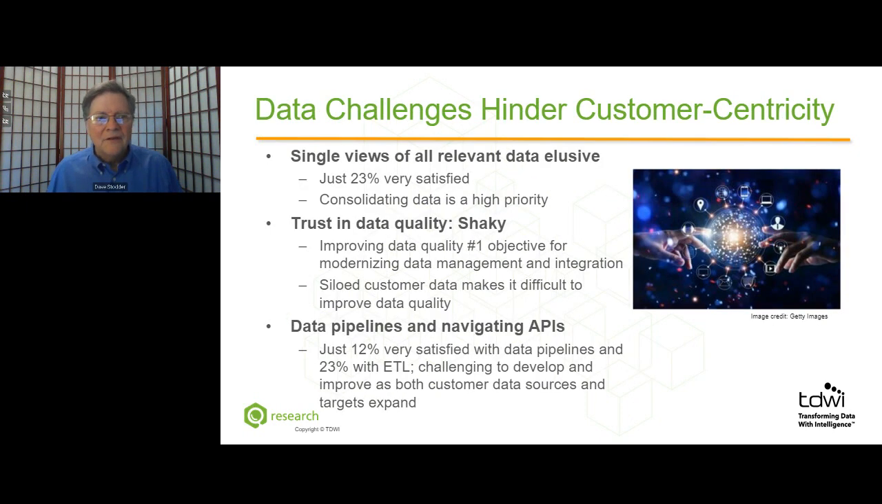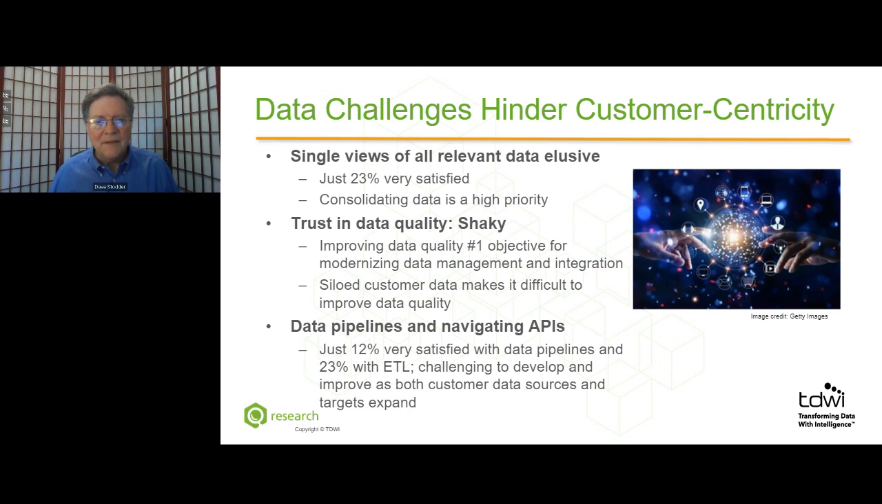So the data challenges, to kind of put them on one slide, single views are difficult to get all relevant data. It's elusive. Just 23% are satisfied with this. Consolidating data is a very high priority in organizations, but there's still a lot of difficulty and a lot of ways to go there to make that really happen and in fully so it's satisfying. Trust in the data quality is shaky, and it's often because it is in the silos and it's difficult to manage in a holistic way all the data quality processes and end-to-end processes that are necessary. So improving data quality is the number one objective for modernizing data management and integration.